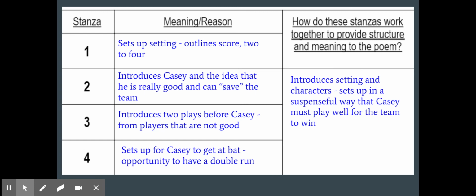And it sets this up in a very suspenseful way that Casey must play well for that team to win. And so these stanzas are working together to provide that structure in terms of setting, characters, and setting up that plot. That also provides that meaning because it introduces why it is important that Casey is at the bat.